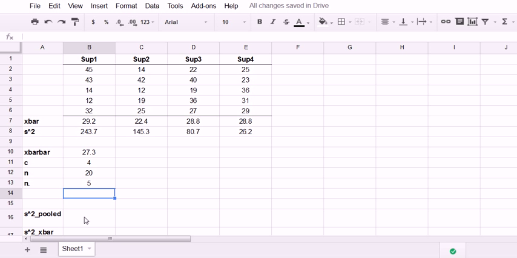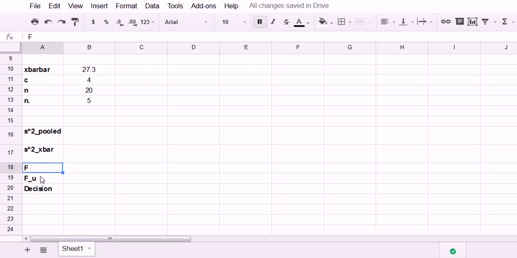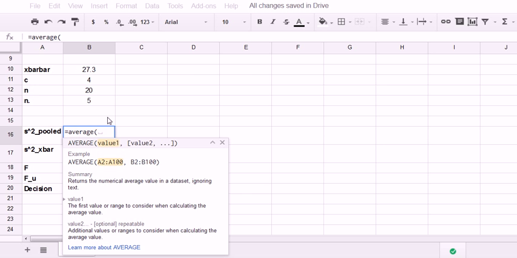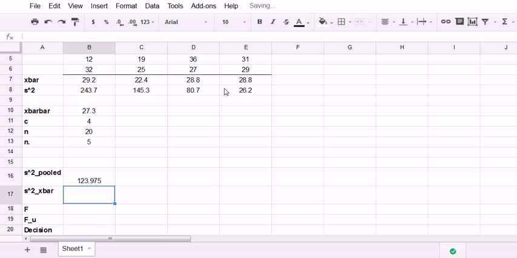Okay, once I have all this, I can get S squared pooled, S squared X bar, F, FU. Remember, FU was from the table, okay? So S squared X bar, remember, is the average of the variances. So I can just do average and highlight the variances. Again, if this is too fast, all you do is rewind and watch it over, okay?